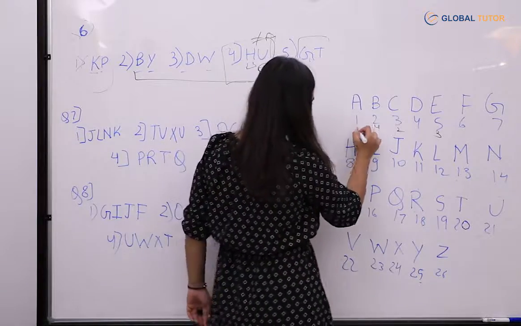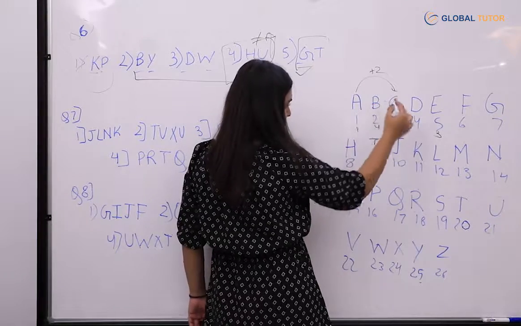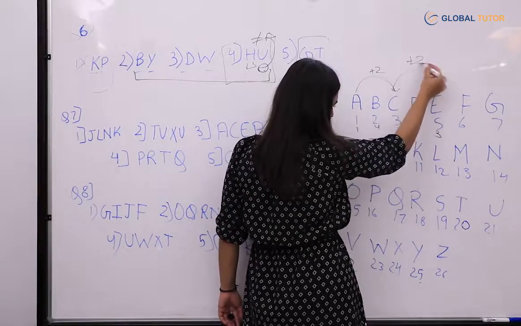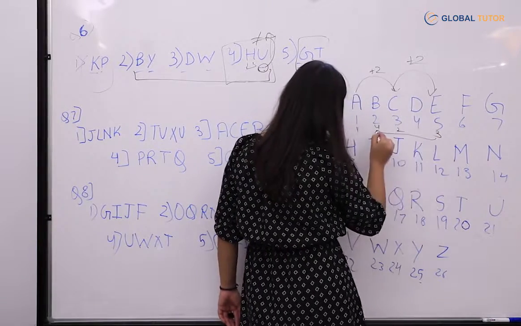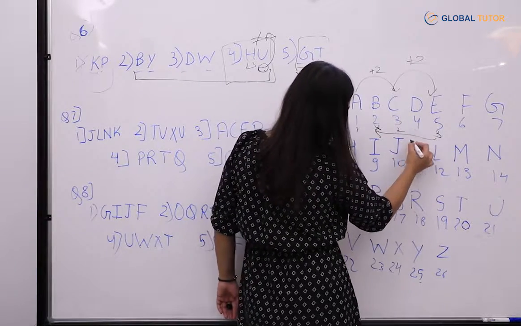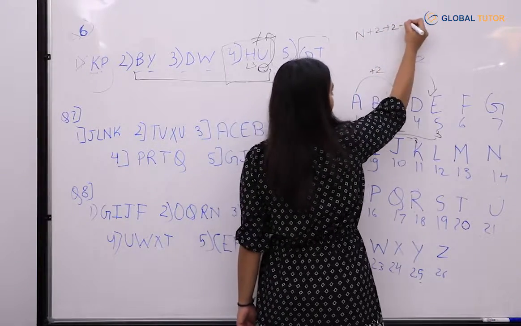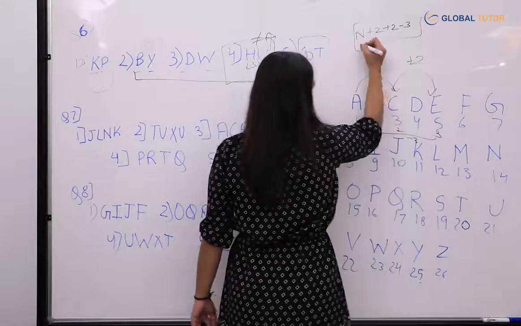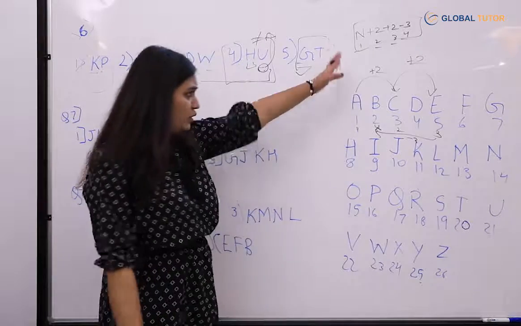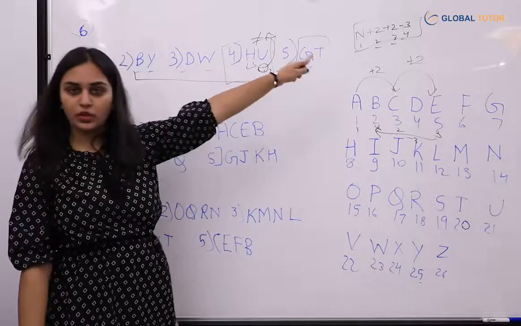So let's say I'm going from A to C, which is the second element. I'll write plus 2. When I'm going from C to E, I'm again writing plus 2. And when I'm going from E to B, I mean third to fourth, it is minus 3. So I got this particular formula from here. N plus 2 minus 3. 1, 2, 3, 4. First element, second element, third element, fourth element. Now that I have this formula, I can compare all the other options with that.